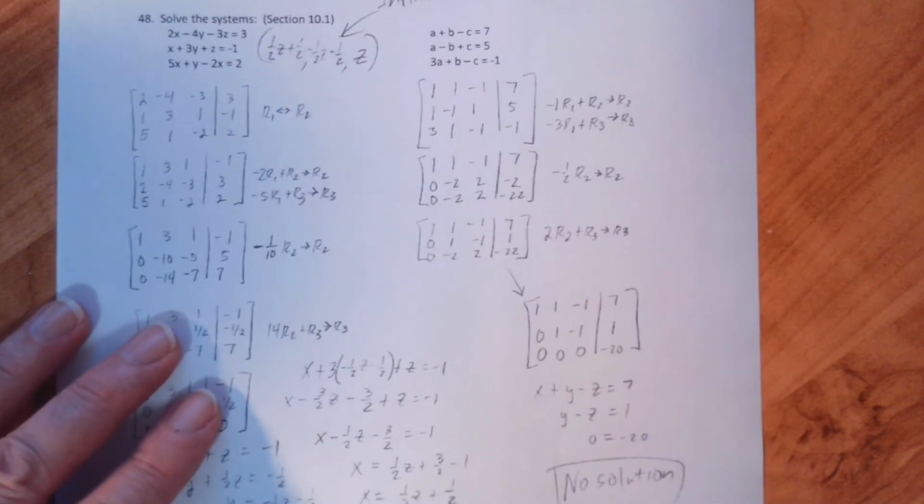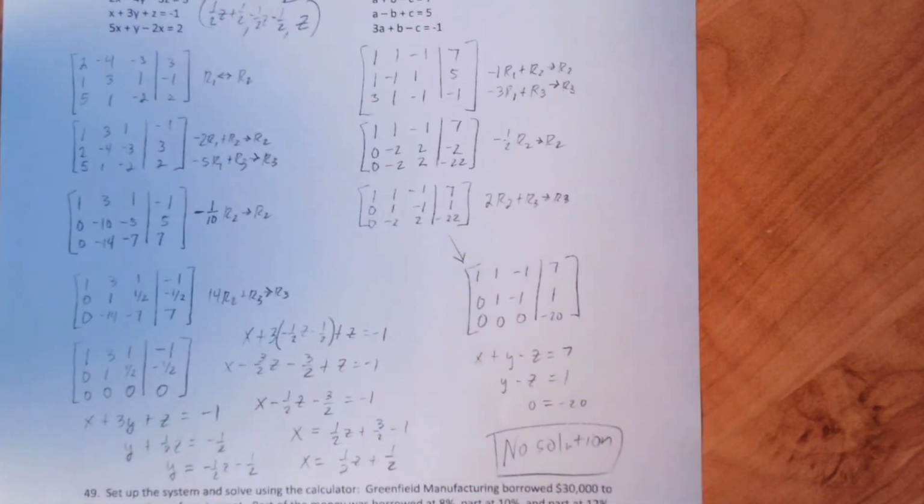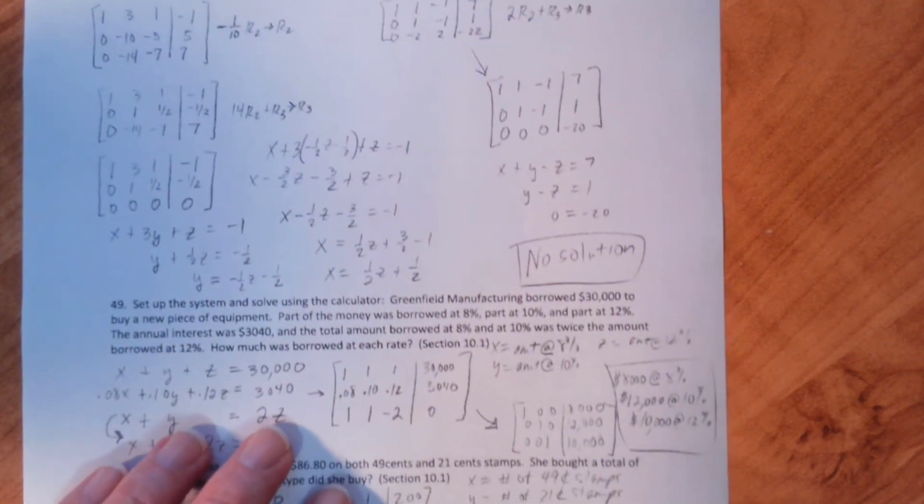Now the other case, in terms of special cases, is when you get to the last step and you get an equation like this: 0x plus 0y plus 0z equals -20. Well, that's telling me that 0 equals -20. Well, that's a false statement, which tells me there's no solution. This is the case where it turns out two of the planes are actually parallel, and that's why there's no solution. There is no common point of intersection for the three planes. All right, so that's the special cases. Let's move on to 49.